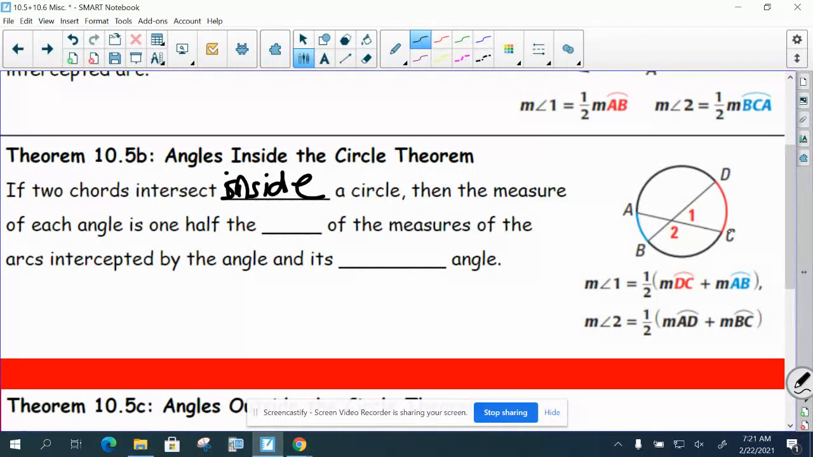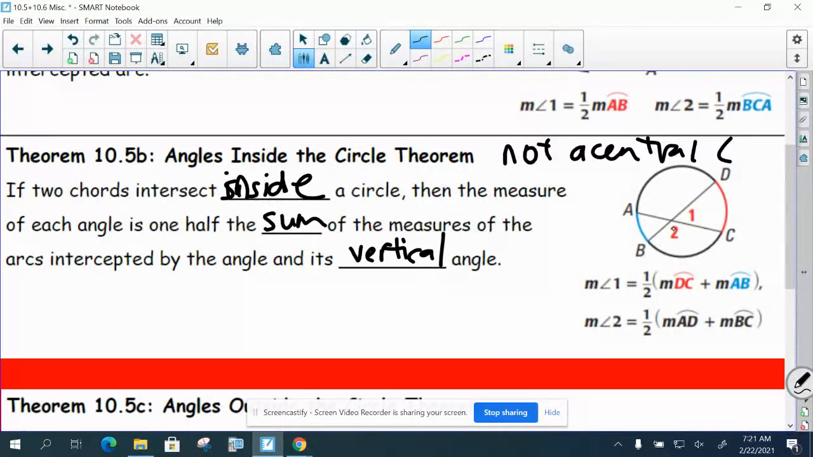So you've got chord AC and chord BD. Then the measure of the angle, so we're talking about angle 1, is 1/2 of the sum of the measure of the intercepted arc by its angle and its vertical angle. This is tricky here. The measure of this angle is not just the measure of the intercepted arc, because it's not a central angle.